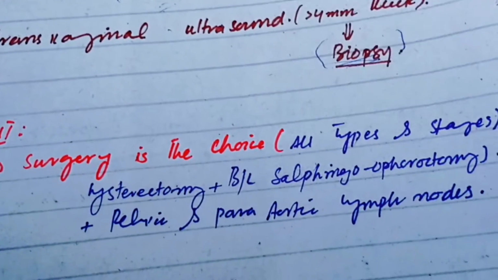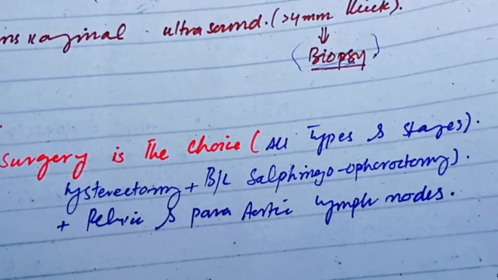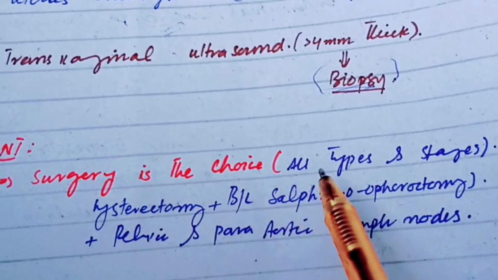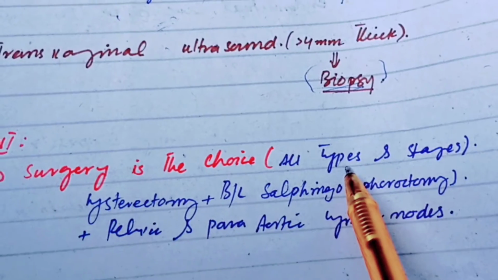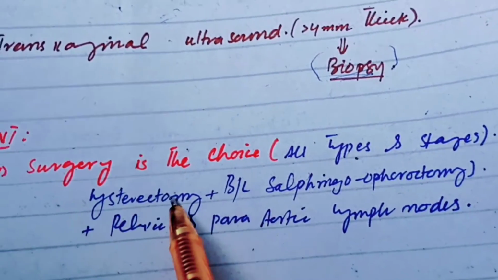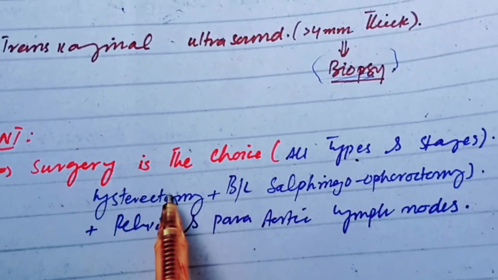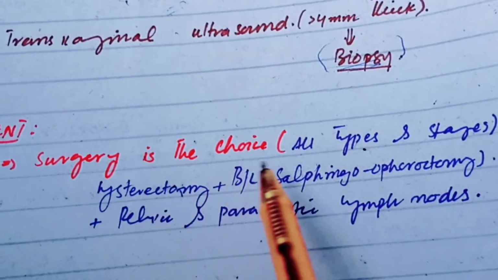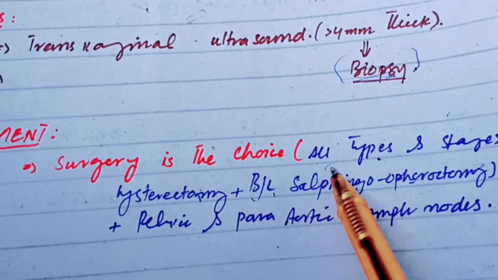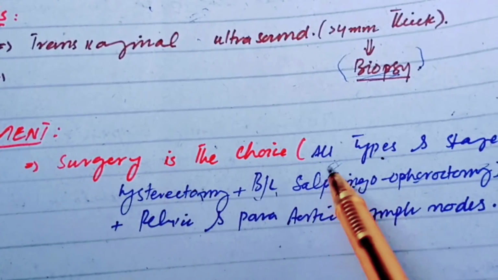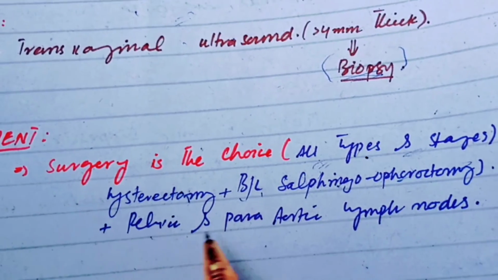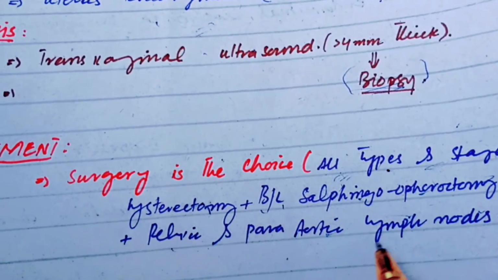To treat endometrial carcinoma, the main choice of treatment is surgery. Surgery is done in all types and all stages of endometrial carcinoma. Now, hysterectomy, which is the removal of the uterus, and bilateral salpingo-oophorectomy, which is the removal of the bilateral uterine tubes along with the ovaries, and the pelvic and para-aortic lymph nodes are also removed.